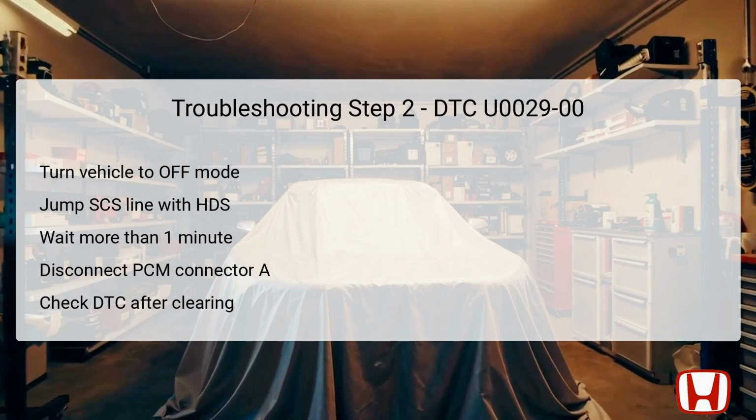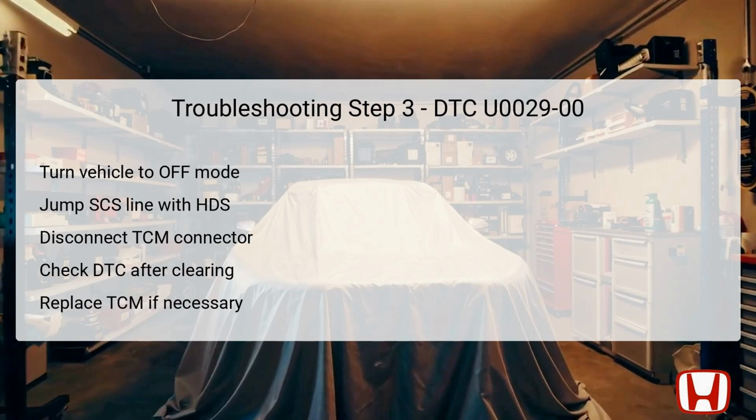Following this, you'll disconnect PCM connector A, which is a 50-pin connector that directly links the PCM to the vehicle's electrical systems. After disconnecting the PCM, exit the SCS mode using the HDS and turn the vehicle back to the on mode. Clear the DTC once more and again check for any DTCs after a brief wait. If DTC U0029-00 appears again, this indicates a potential fault in the PCM that requires repair or replacement.